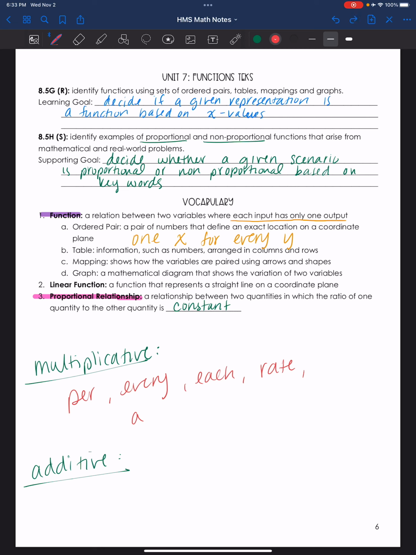Cool. Additive words: start, begin, fee, already, has, currently, and any versions of those words like start, starting, started, begin, began, entrance fee, admission fee, has, have, had, currently, any variations of those words. Okay, these are going to help us.